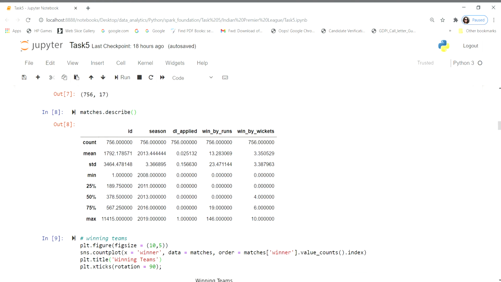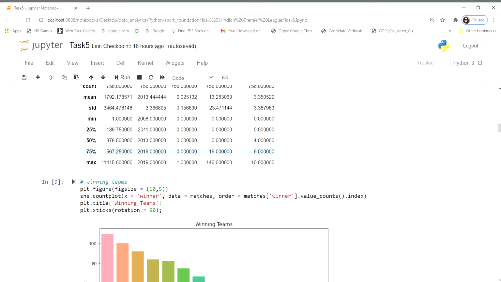With the help of the describe function, I came to know that by default it only counts the numerical variables, and it gives me the mean, standard deviation, minimum value, maximum value, 25th percentile, 50th percentile, and 75th percentile value.